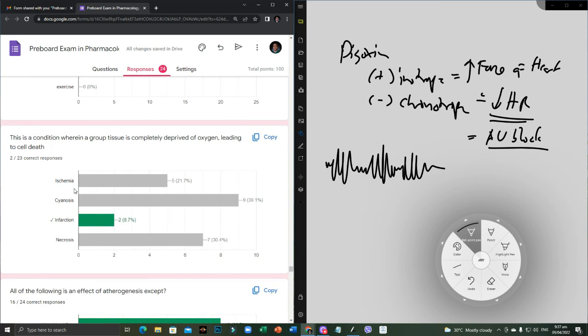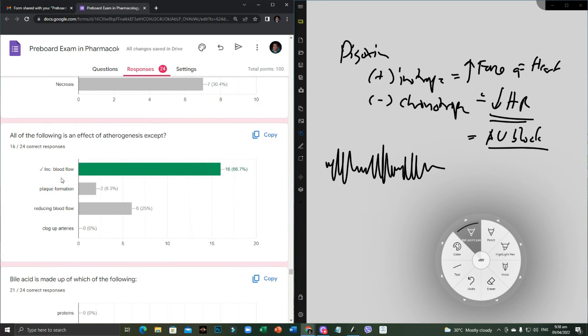Here's another. This is a condition wherein a group of tissue is completely deprived of oxygen, leading to cell death. Cyanosis, class, is usually lack of oxygen, so you don't die immediately. But class, if it's infarction, that's a complete deprivation of oxygen, which leads ultimately to necrosis. So a condition wherein a tissue is completely deprived of oxygen would be infarction. Ischemia is lacking of oxygen. Okay, it's not yet complete deprivation.